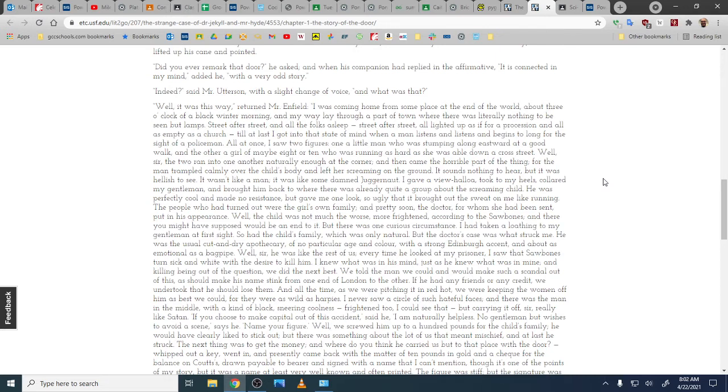The people who had turned out were the girl's own family. Pretty soon the doctor for whom she had been sent puts in his appearance. Well, the child was not much the worse, more frightened according to the Sawbones.